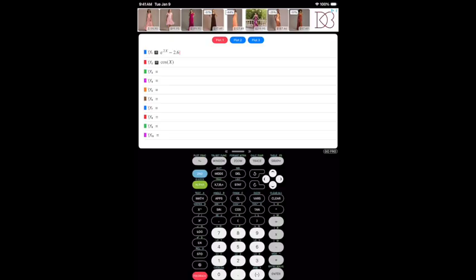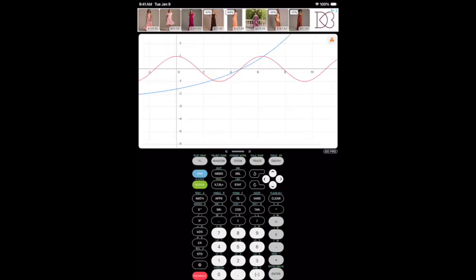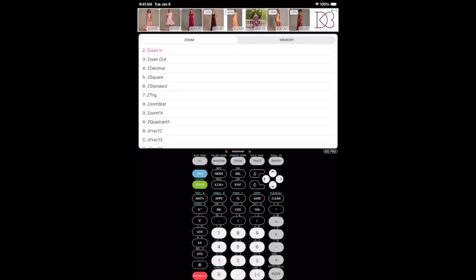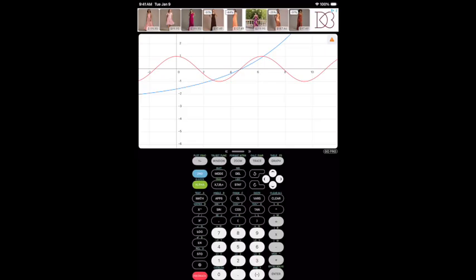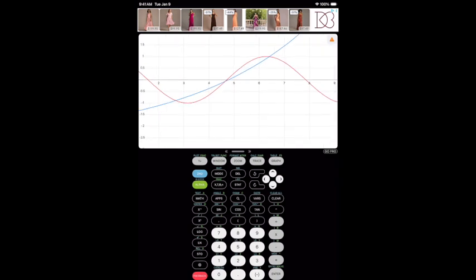As you can see, here's my functions. Now, if I go to graph, if you want to zoom in, go to zoom. I don't have it on mine, but zoom box allows you to create a box to zoom in. But this, as you can see, is what I graphed.